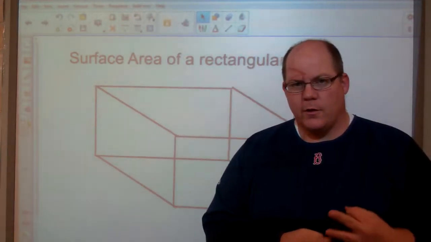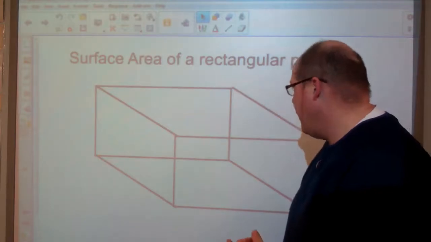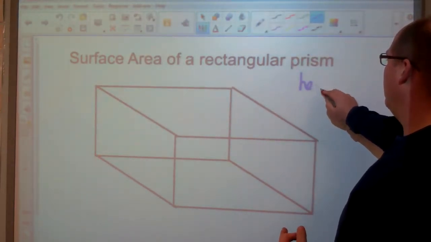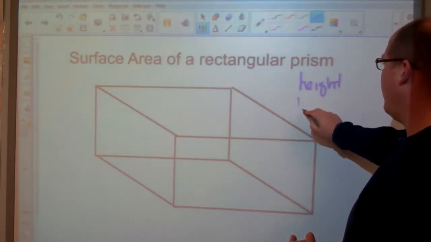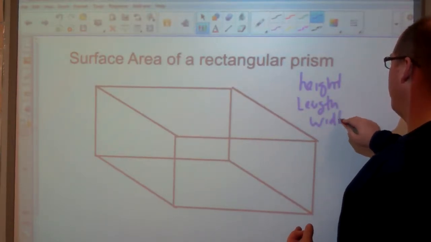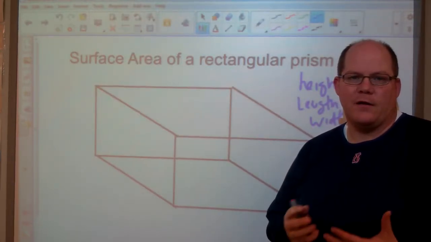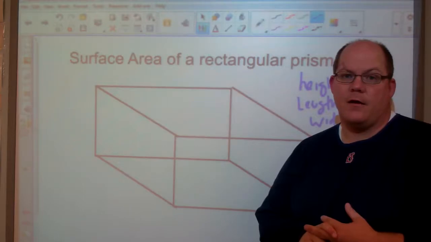There are three things when we're looking at surface area of a rectangular prism that we need to be able to identify. We need to know the height, the length, and the width. If we can identify the height, the length, and the width, then we can find the surface area of the object.